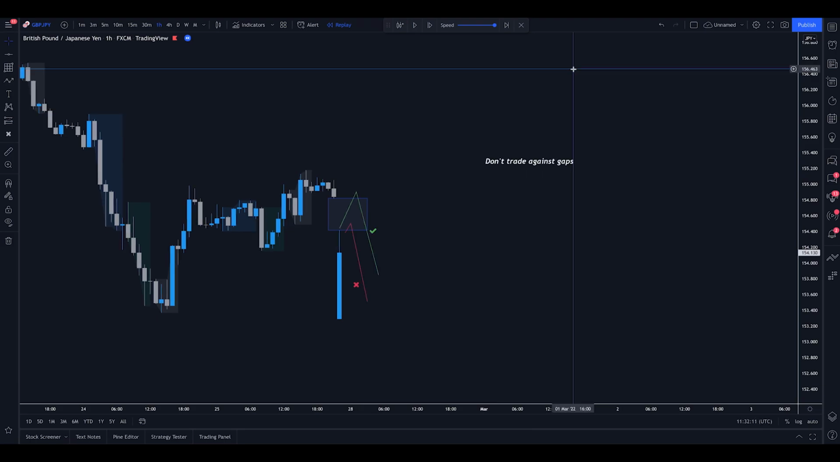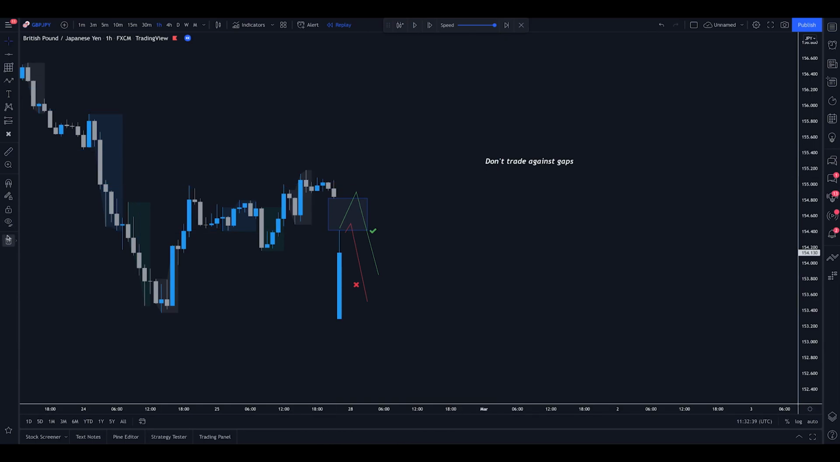Well, the first big pointer is not to trade against gaps. Do not trade against a gap. What I mean by this is if you see a short opportunity here, do not take it, because the chances are we're going to push through that and fill this whole imbalance, fill the whole gap, before reversing. So what you want to do instead of trading against the gaps is trade with the gaps, and then trade with the supply when we get there.